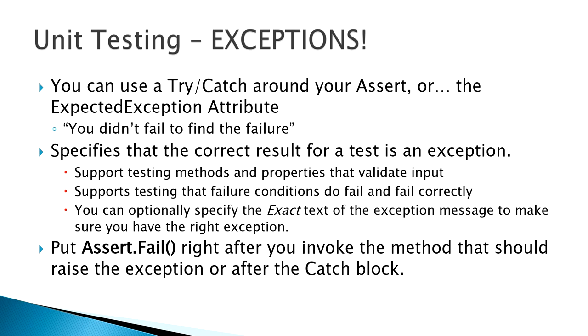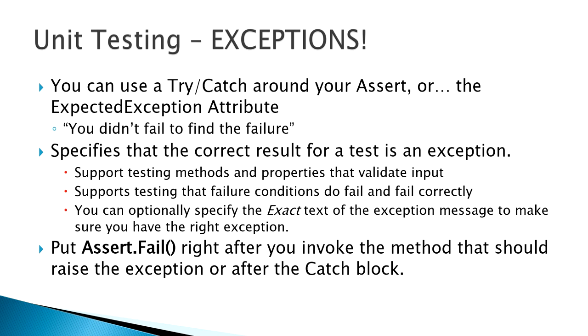So we're specifying here that the correct result for a test is to get an exception. We're going to have test methods and properties that validate our input and so on. We can use test failure conditions to make sure that happens when it should. And then we can optionally specify the exact text of the exception. It might be an out of bounds exception, but maybe there's more than one reason why things could be out of bounds. So we can actually check the exception message to make sure it matches a particular result that we're expecting.